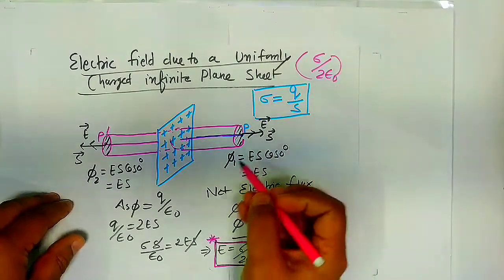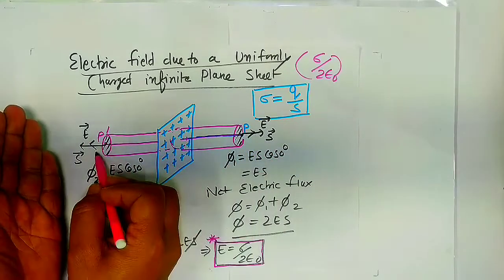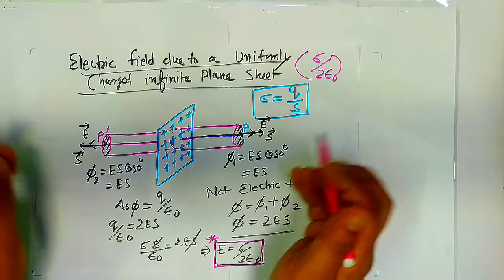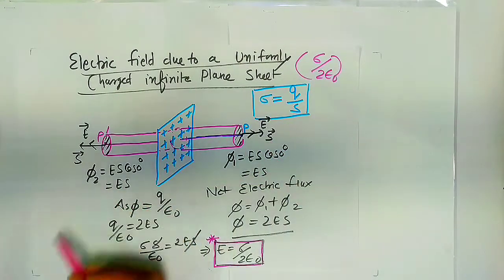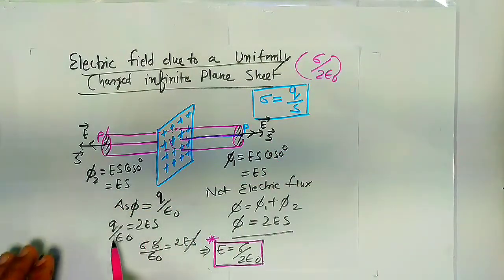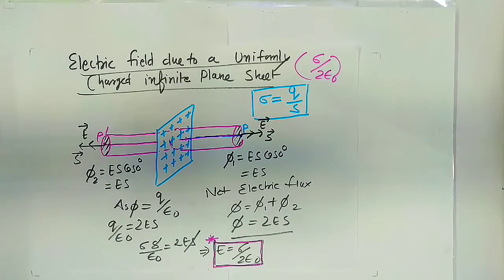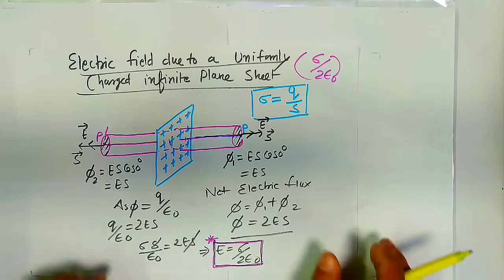Remember, sigma by 2 epsilon naught. Got it or not? We take a point P here and symmetrically a point on the other side, because the field lines pass away on both sides. So if the flux is ES on each side, the total is 2ES, and Q will be sigma S. This gives sigma by 2 epsilon naught. So this is the second application of Gauss theorem.